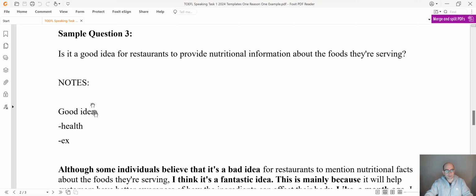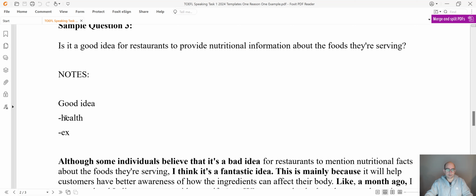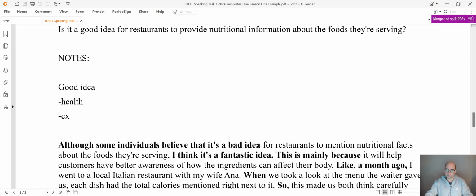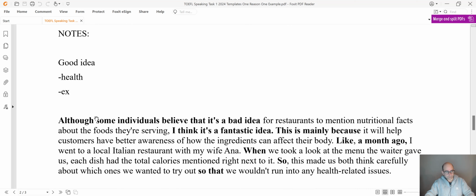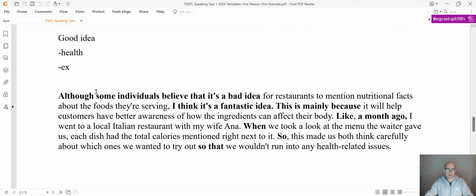Okay, so I said, yeah, it's a good idea. Why not? I mentioned that for health reasons. And again, you would write out your examples the best that you can. Okay, so although some individuals believe that it's a bad idea for restaurants to mention nutritional facts about the foods they're serving, I think it's a fantastic idea.